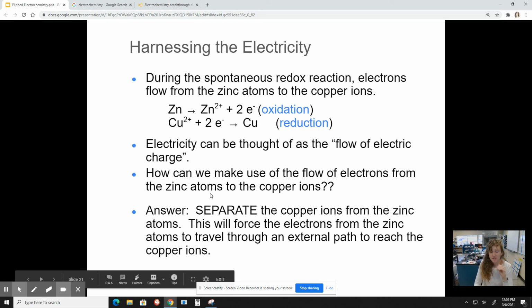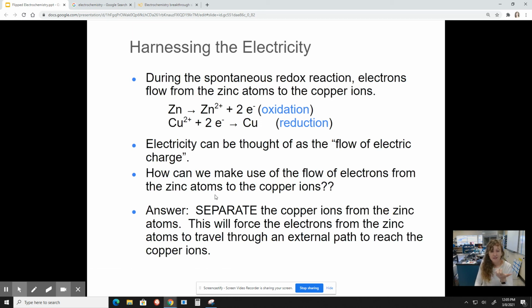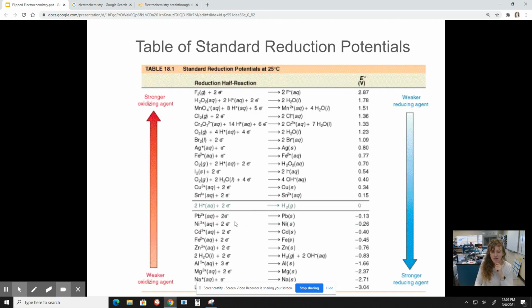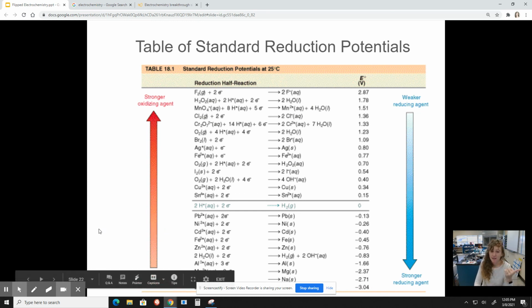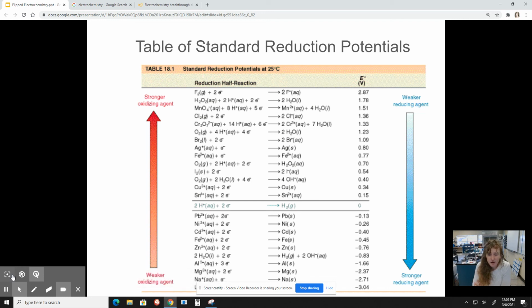Okay, so next time we talk together, we'll talk about how we can harness that electricity. We'll talk about that next time. The last thing I want to talk about today while we're together is the standard reduction potentials that we talked about again in the fall when we were talking about chapter 4. Okay, so this is our last piece of review that we need, and we will start here tomorrow. We will start with reviewing the standard reduction potentials, and then we will talk about how we can separate these reactions that are happening in order to force that electricity through a wire and harness the electricity.